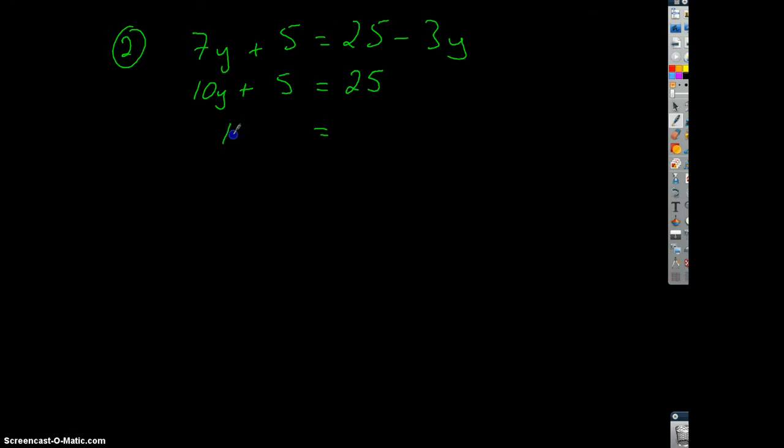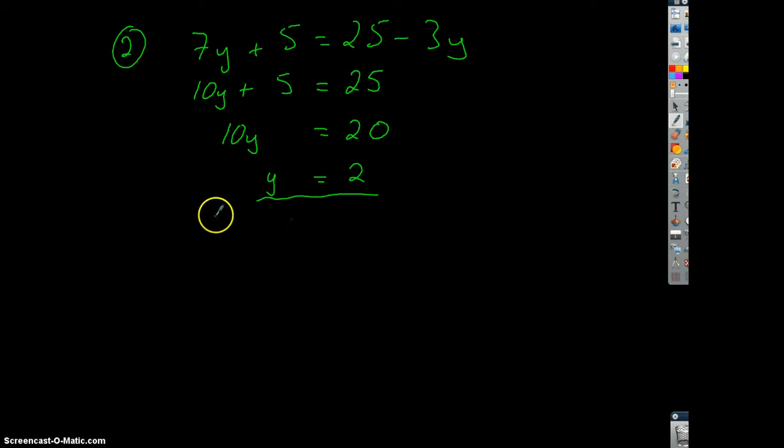Okay, 10y. Why don't we subtract 5 from here? When we subtract 5 from here, this disappears. So we must do it to this side. 10y equals 20. We don't want 10y, we just want 1y, so we divide by 10, and y is equal to 2.